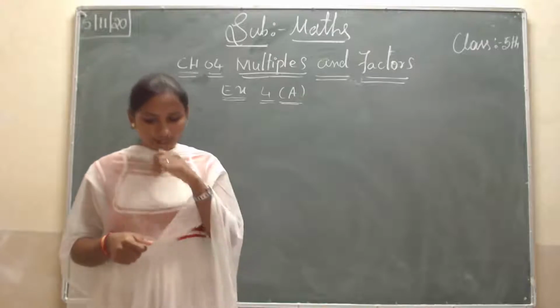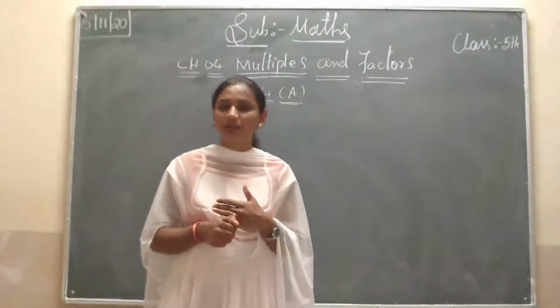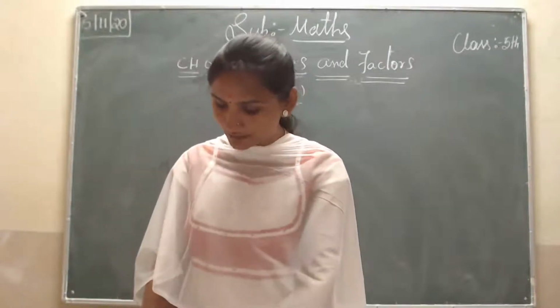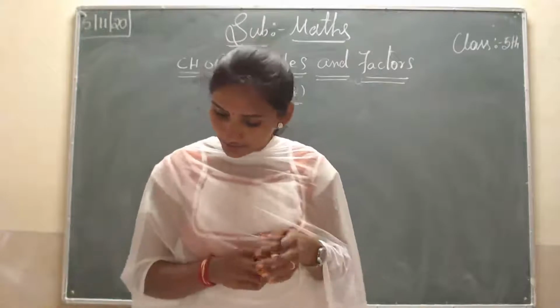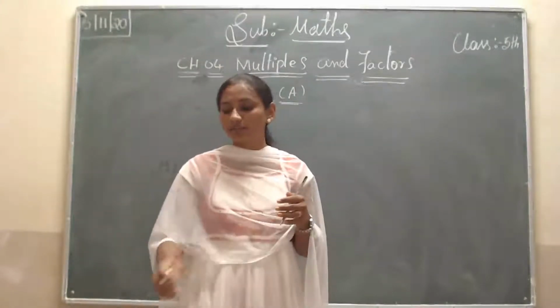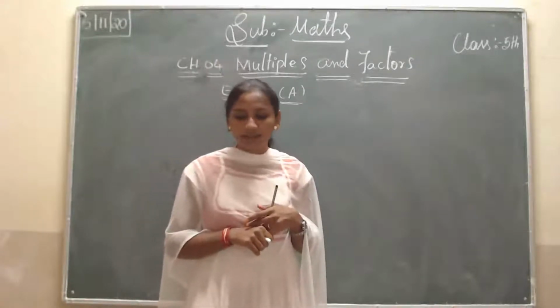Students, once again you have to recall the various types of numbers: prime numbers, even numbers, odd numbers and composite numbers, with definitions and some examples. Recall them, because I will now solve some questions applying them. So, exercise 4A, the third one.